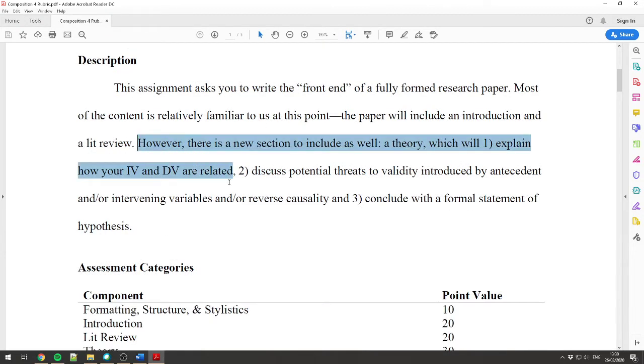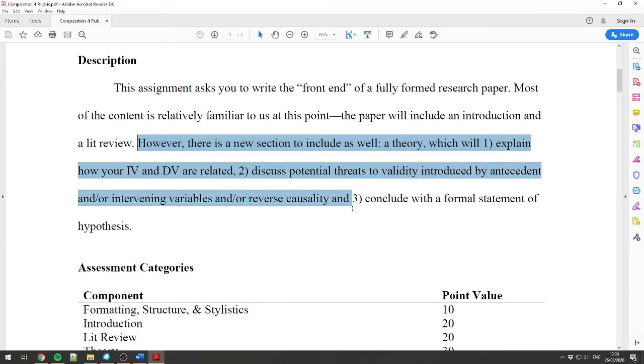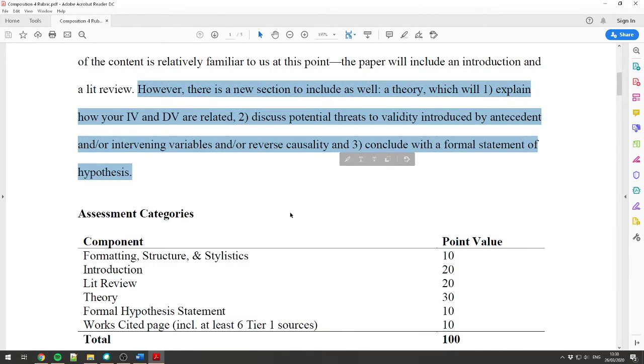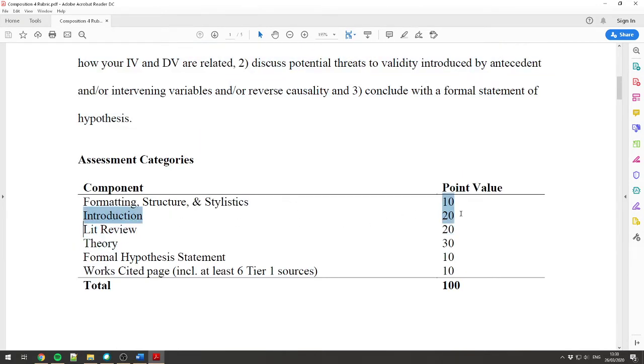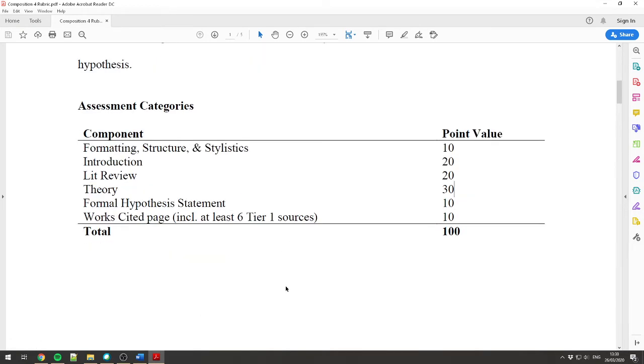But of course, there's this new section, a theory section, which will 1, explain how the IV and DV are related, why they're related to each other, 2, discuss potential threats to validity introduced by antecedent or intervening variables, and then 3, conclude with a statement of hypothesis. And so I'm going to try to do the first part, the introduction, which is worth 20 points out of the 100. And I'll try to hit some of the theory as well in this session, just to give you a little bit of a feel for what that should look like.